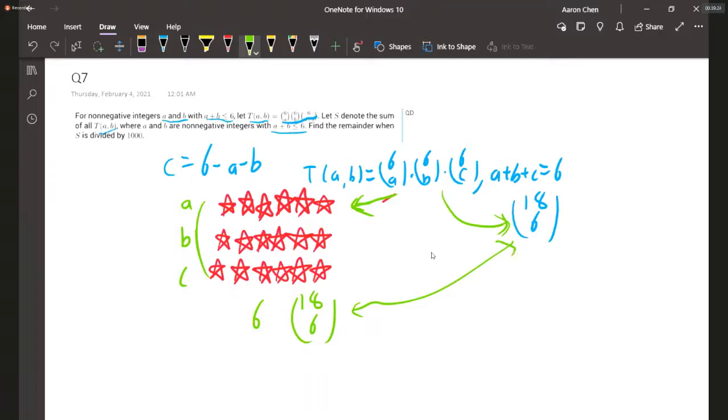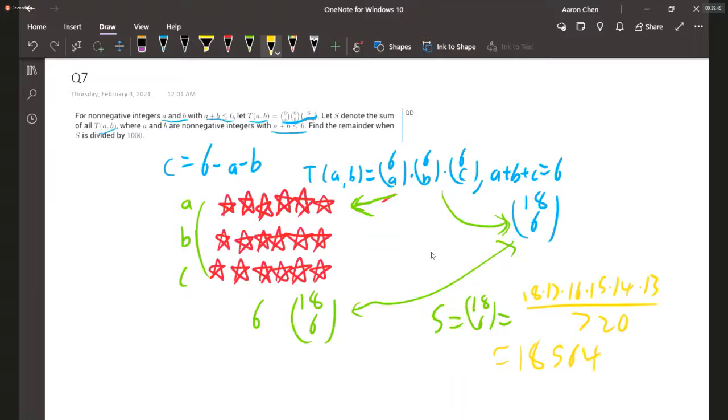And so either way, you can get that S is equal to 18 choose 6, which is 18 times 17 times 16 times 15 times 14 times 13 divided by 720, which, if you calculate it out, is equal to 18,564. And so the answer is just 564, the remainder when S is divided by 1,000.